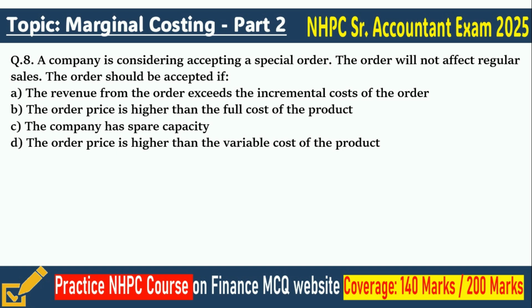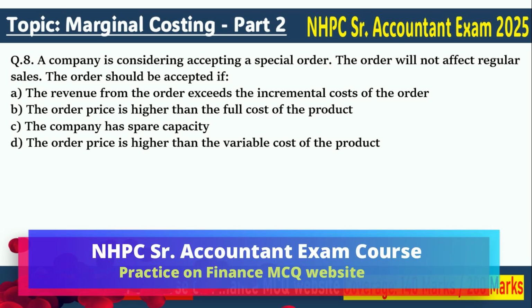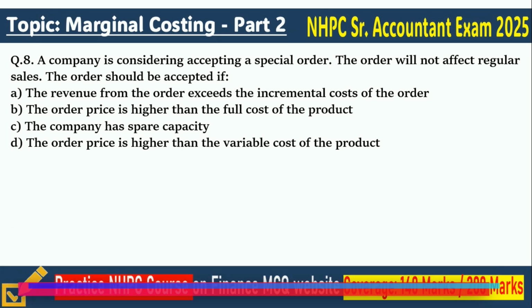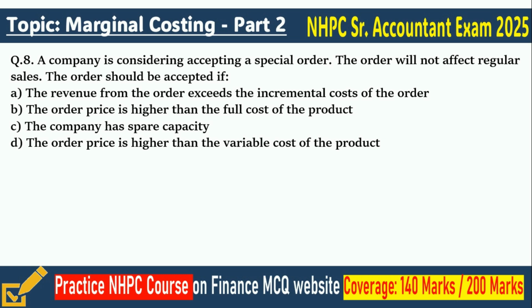A company is considering accepting a special order. The order will not affect regular sales. The order should be accepted if option A, the revenue from the order exceeds the incremental cost of the order. Option B, the order price is higher than the full cost of the product. Option C says the company has spare capacity. And last option, the order price is higher than the variable cost of the product. So, friends, what is the correct answer?